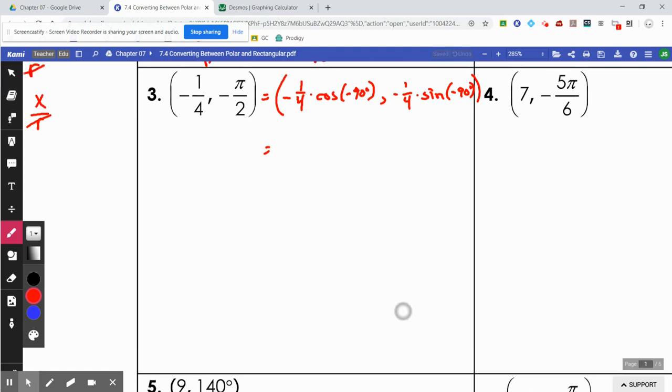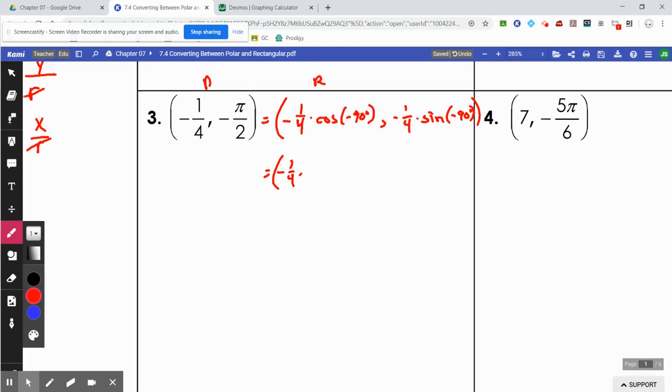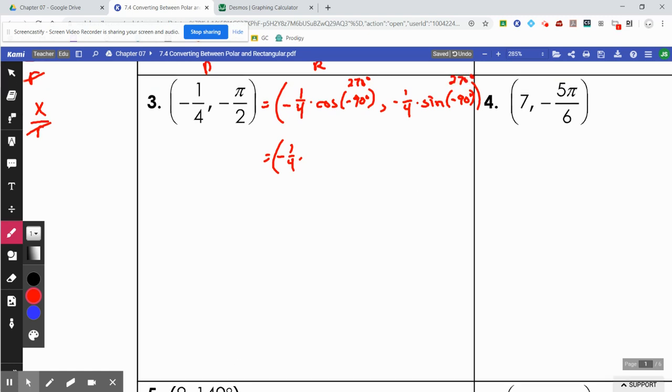So my x value is going to be negative 1/4 times the cosine of negative 90. Now, again, if you're not comfortable working with negative angles, you could actually add a rotation to that. Negative 90 is the same thing. If you add 360 to it, coterminal would be 270 degrees, if you would rather work with an angle between 0 and 360. 270, the cosine is going to be 0. And then your y value was negative 1/4 times the sine of 270, which is negative 1.